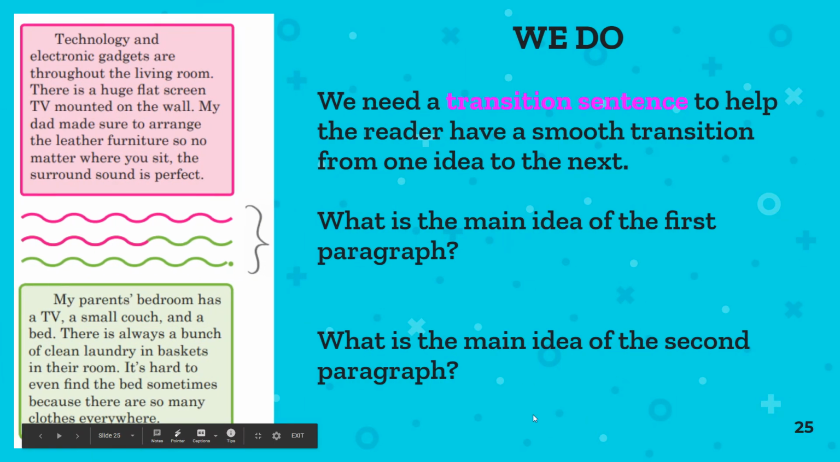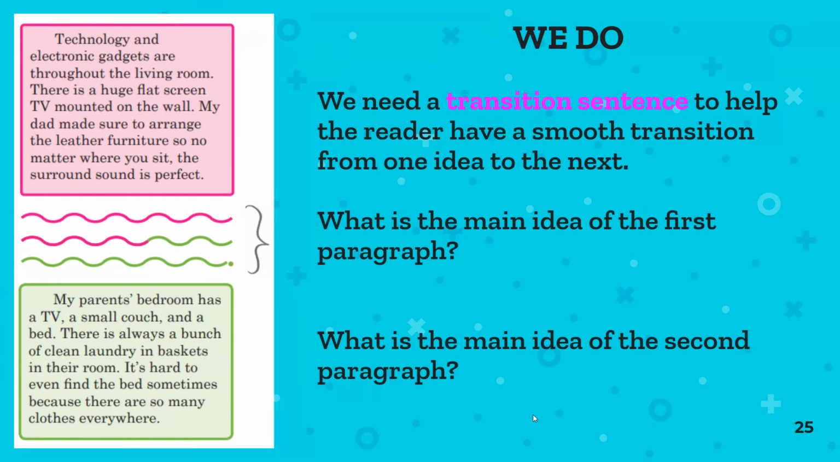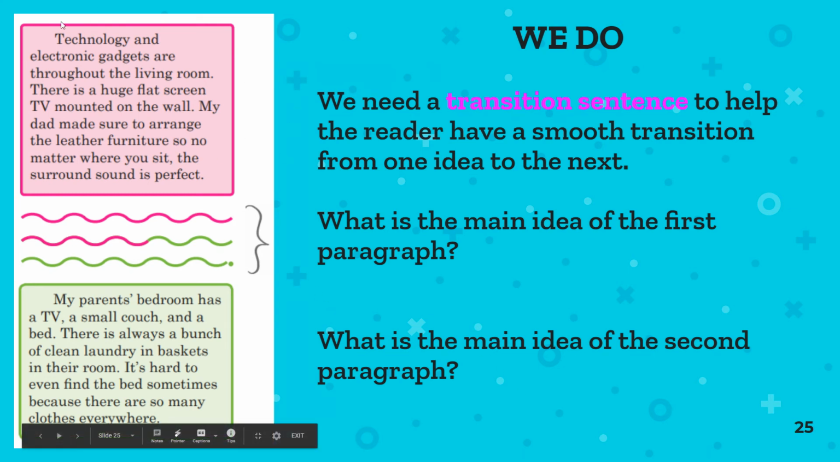Okay, here's the next one. Technology and electronic gadgets are throughout the living room. There's a huge flat screen TV mounted on the wall. My dad made sure to arrange the leather furniture so no matter where you sit, the surround sound is perfect. This is the same passage from the last slide. Now we're transitioning to this next one.